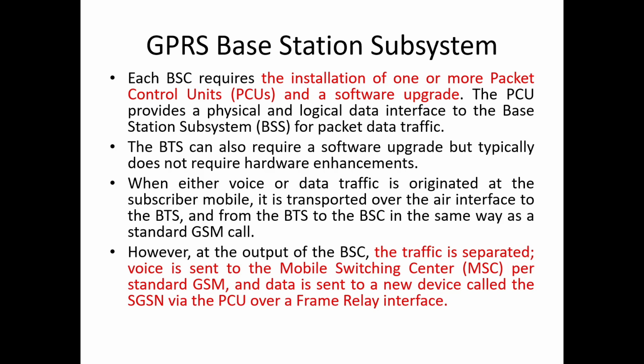When either voice or data traffic is originated at the subscriber terminal, it is transported over the air interface to the BTS and from the BTS to the BSC in the same way as a standard GSM call. However, at the output of the BSC, the traffic is separated. Voice is sent to the mobile switching center, MSC, as per standard GSM, and data is sent to a new device called the SGSN via the PCU over a frame relay interface.